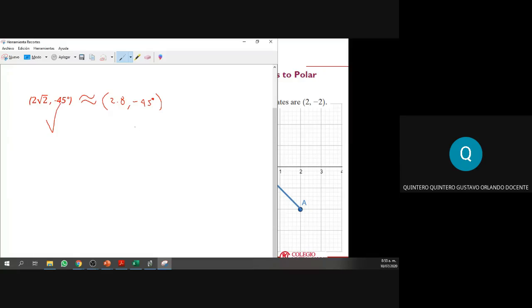This is correct. This is also correct. Both of them are correct. All right? We get it, guys? Did we get it or not? Thank you, Sarita. Salud.